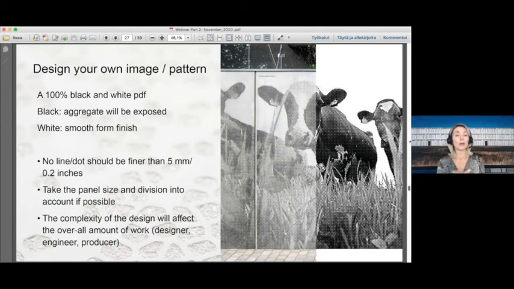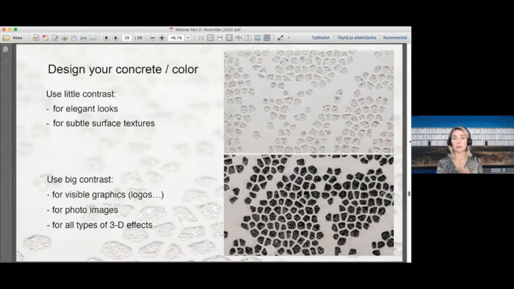When you think about your concrete color, you can go very discreet. If you don't want it to show, you have the same colored aggregate and cement, like here with this white, very subtle, very elegant. If you want to show something that you should see from afar, it should be really coming at you, then it's a dark aggregate and a light cement. Big contrast, like a logotype, you would have to see that, otherwise it would be kind of lost. Or if you have a photographic image, then you need those gray tones, so you need a big contrast between the aggregate and the cement.